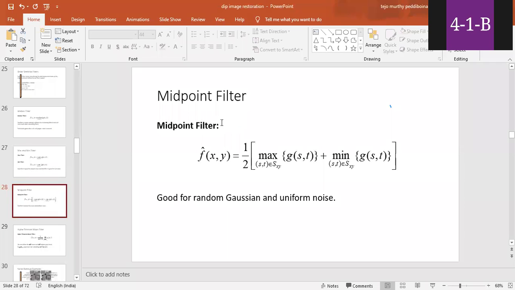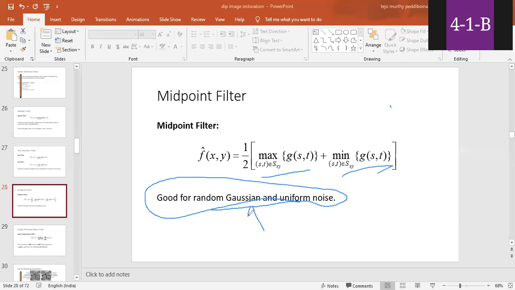So another very important filter is the midpoint filter. In the midpoint filter, what we do is we first take the maximum value, and we take the minimum value, and we take the average of that. This is very good for Gaussian and uniform noise. So both Gaussian noise and uniform noise.